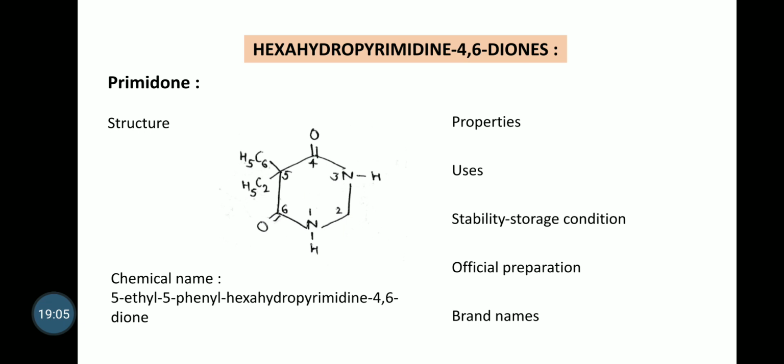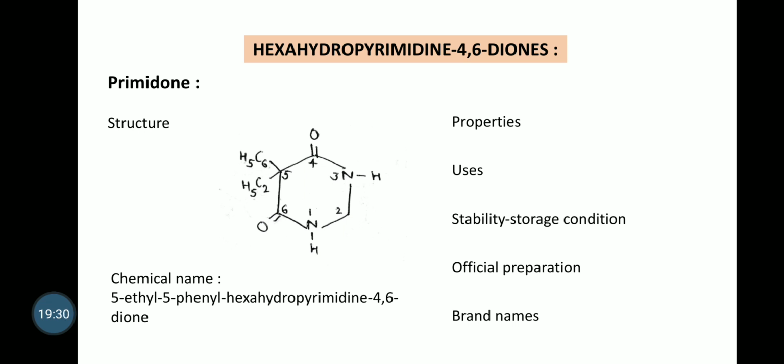Therefore the word that is dione is used. Now there is one drug for your study from this class, that is primidone. If you see the structure of primidone, at fifth position 1 phenyl group is present and 1 ethyl group is present. C6H5, that is the structure of your phenyl. C2H5, that is the structure of your ethyl.